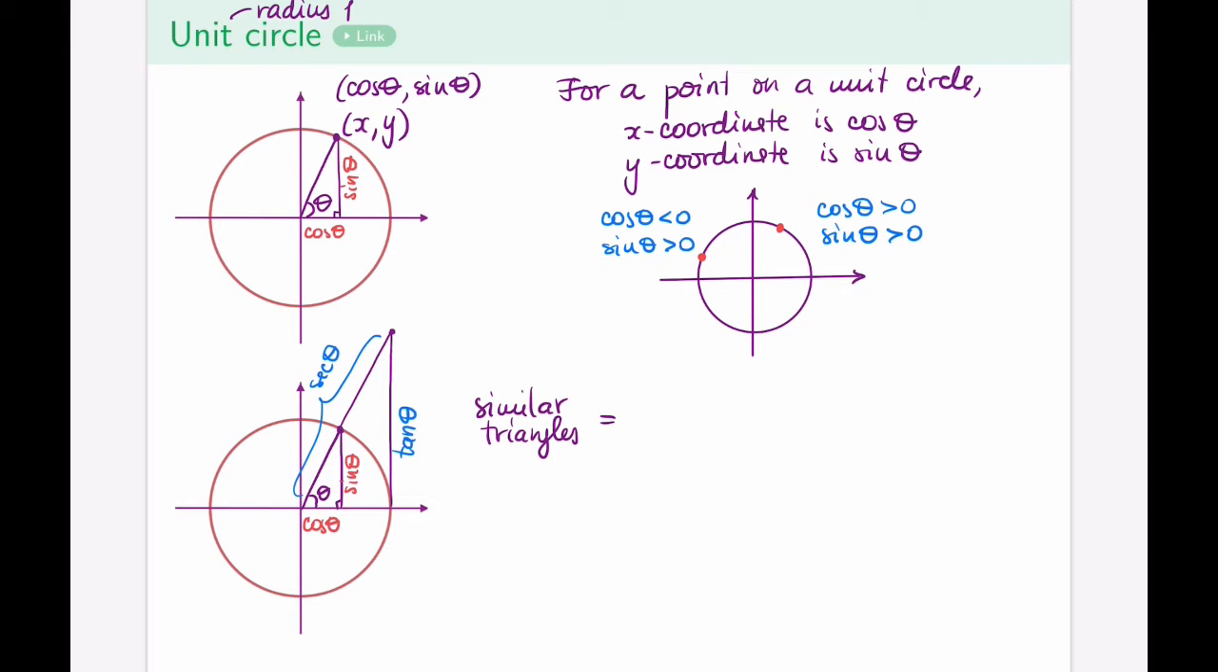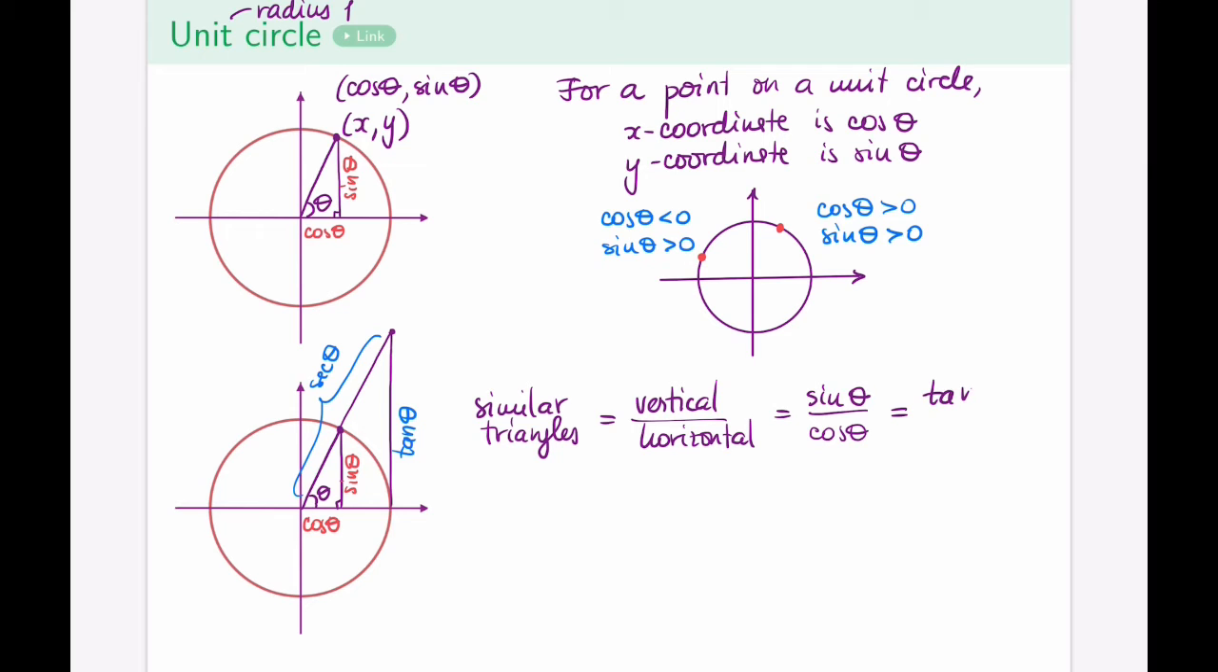So what we can do is build the proportionality of sides. Let's say the vertical side to the horizontal side in each triangle. What are we going to have? Well, in the little triangle, the vertical side is sine of theta and the horizontal side is cosine theta. So sine theta over cosine theta. And because the triangles are similar, this ratio should be the same for the big triangle. The vertical side here is tangent of theta.